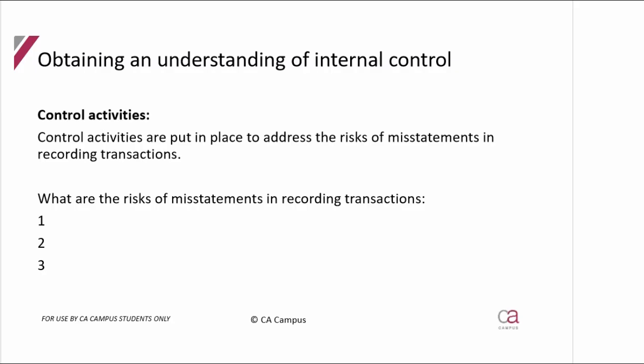Alright, so control activities are put in place to address the risks of misstatements in recording transactions. Okay, so that's why we've just seen them. They're recording the transaction through the information system. There were some control activities that were there to try and make sure that that information went through free from misstatements. I want to ask you now, what are the risks in recording transactions?